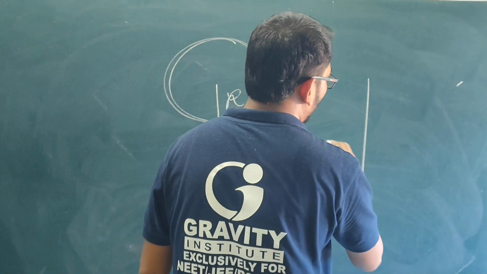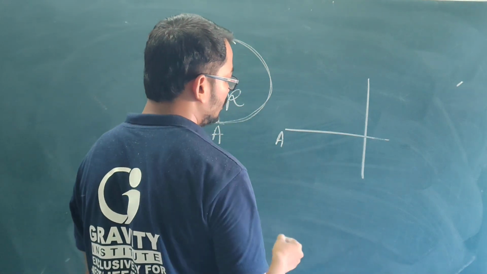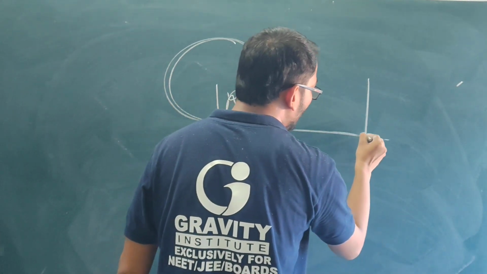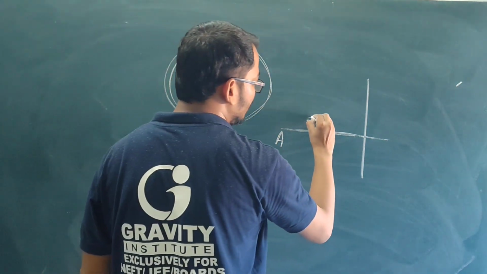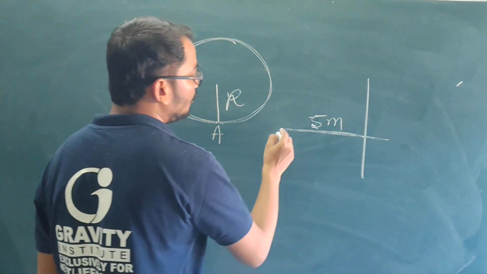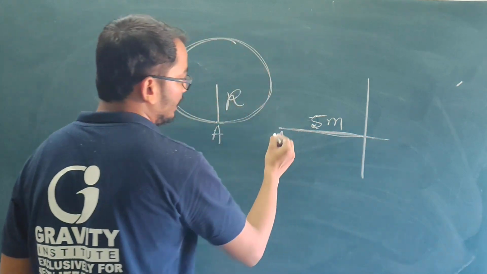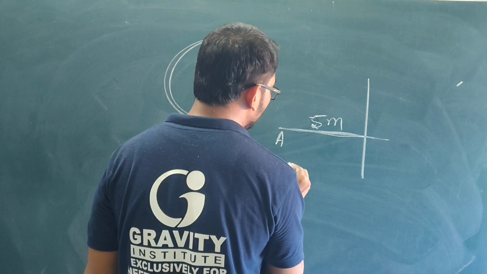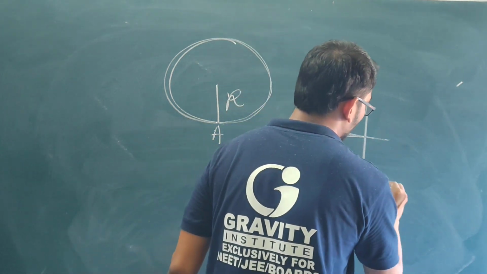Suppose a person starts to go to a school from point A and comes out from school at point A. Suppose this is 5 meter. So what will be the displacement? A particle starts from here and comes out here. Displacement will be 0, but the distance is 10 meter.